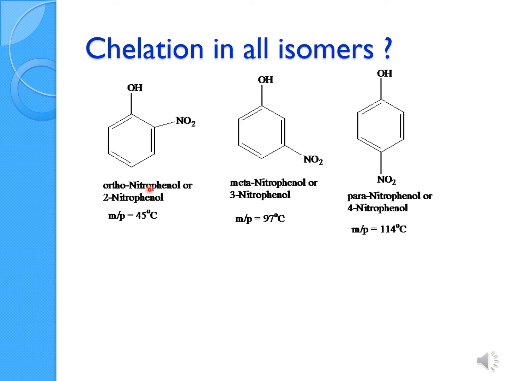Now the question is, is chelation formed in all these isomers? Meaning, is intramolecular hydrogen bonding possible in all these 3 isomers?